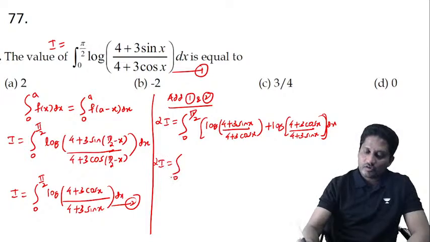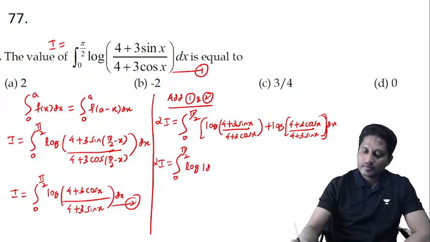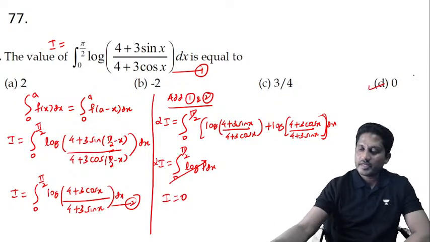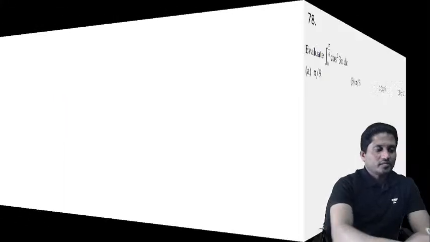You will get this as 0 to pi by 2 log m into n. If I multiply, both will cancel, you will get log 1. Log 1 to any base is 0. Integration of 0 is 0. Answer will be D. Right, let's move to the next question.